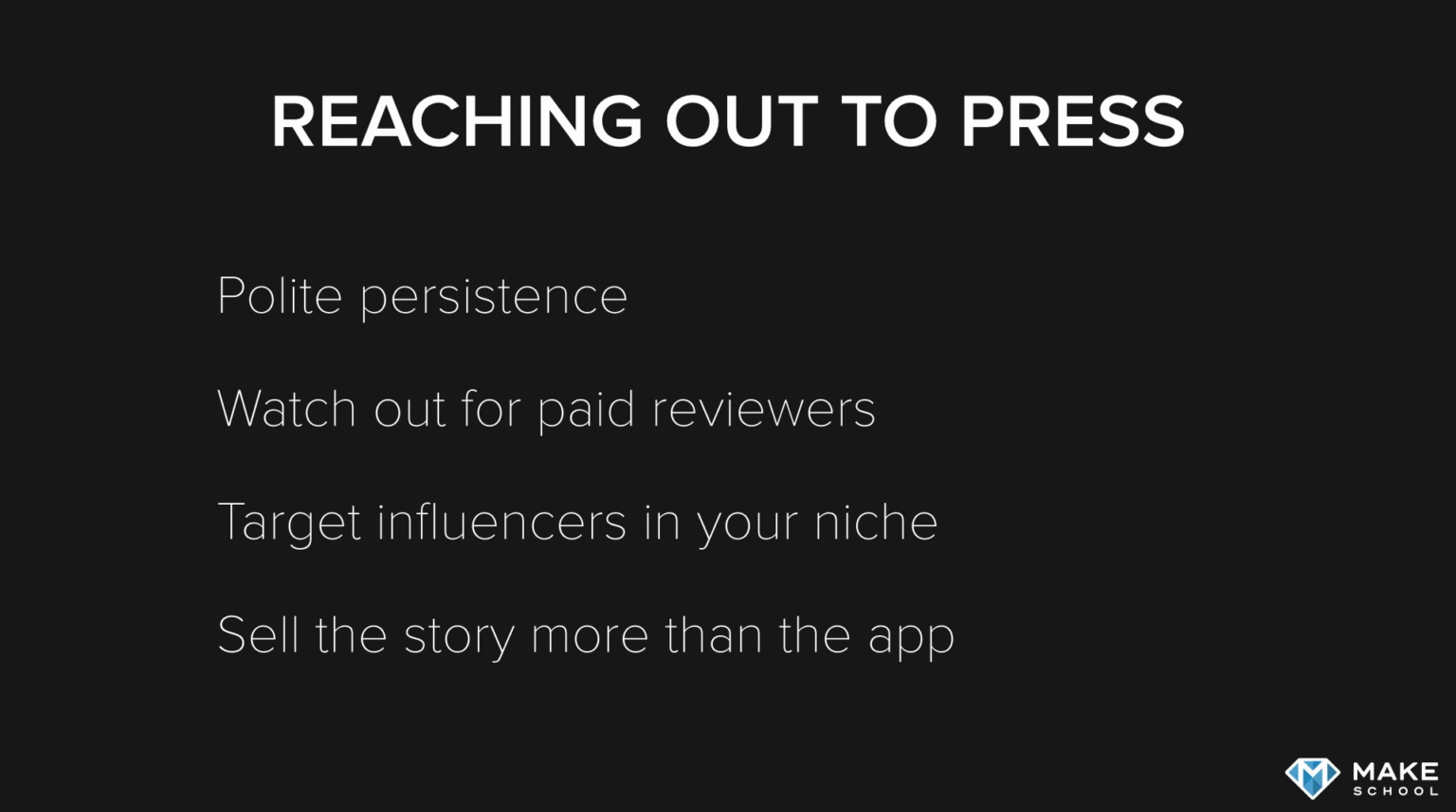A good strategy is to figure out what niche your app or game targets, and then target influencers in that niche. If you are making an app for vegans, figure out who the most popular vegan YouTube personality is who talks about vegan apps and reach out to them. If you're making a game to highlight a certain social issue, then reach out to people who you know care about that social issue and like to write about it. And finally, make sure that you sell your story more than you sell your app.